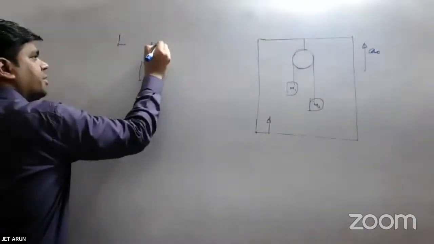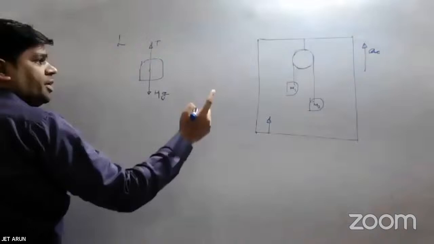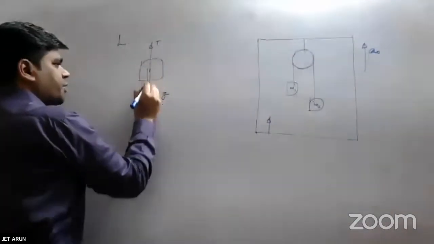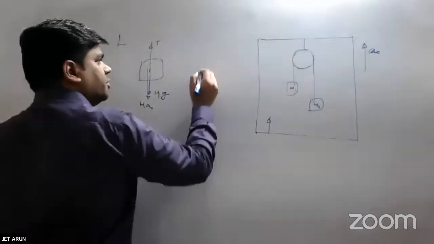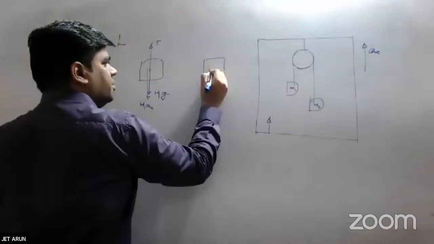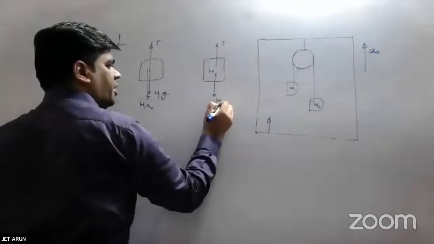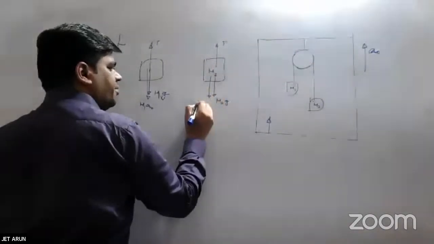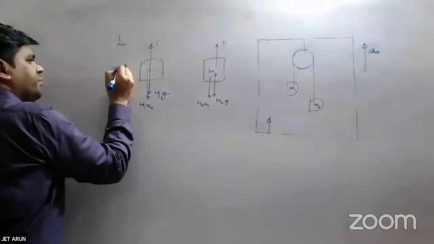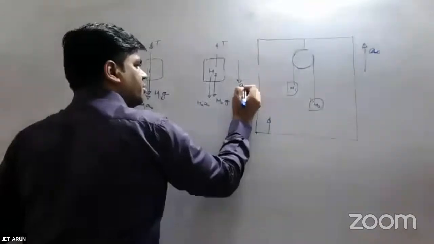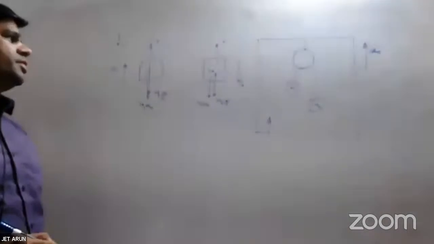FBD of M1 would be tension T, M1G downwards. Because acceleration is upward, pseudo force is downward: M1 times A naught. FBD of M2 would be tension T upwards, M2G downwards, pseudo force M2A naught downwards. Let the acceleration of the particles be A with respect to the lift. So M1 is going upward with A, M2 obviously comes down with A.